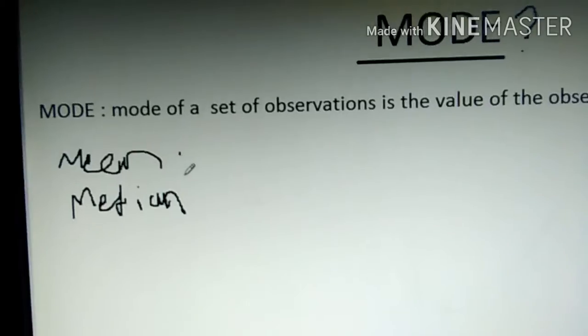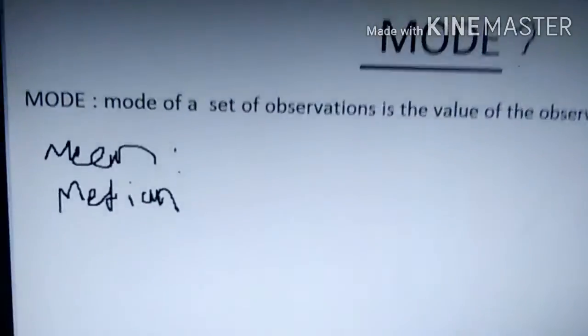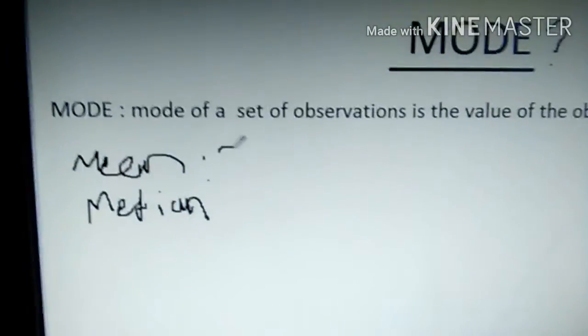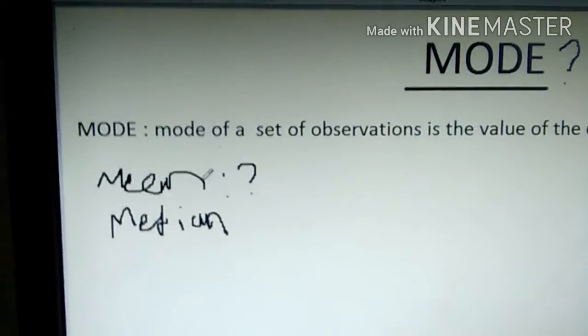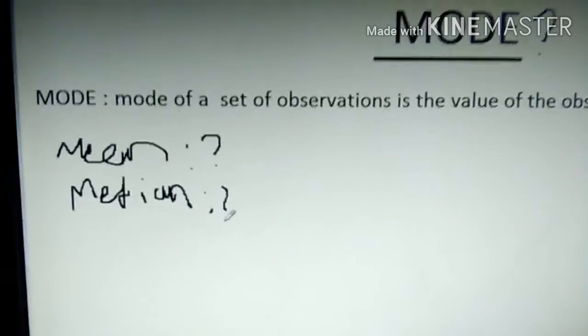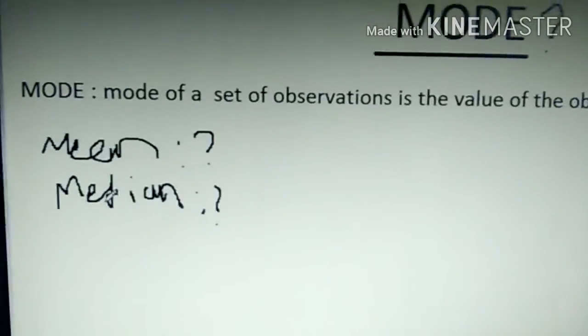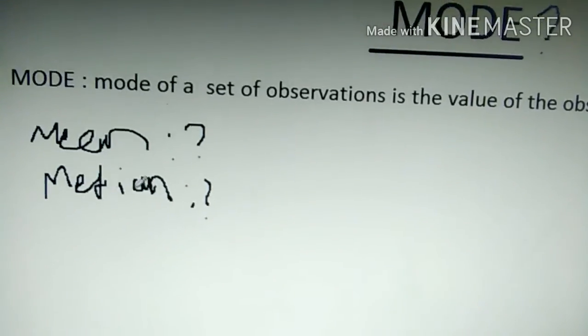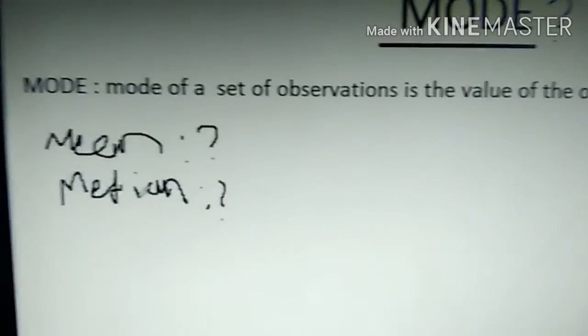Now, what is mean? The mean is the average of given observations. Next, what is median? Median is the middle term of given observations.